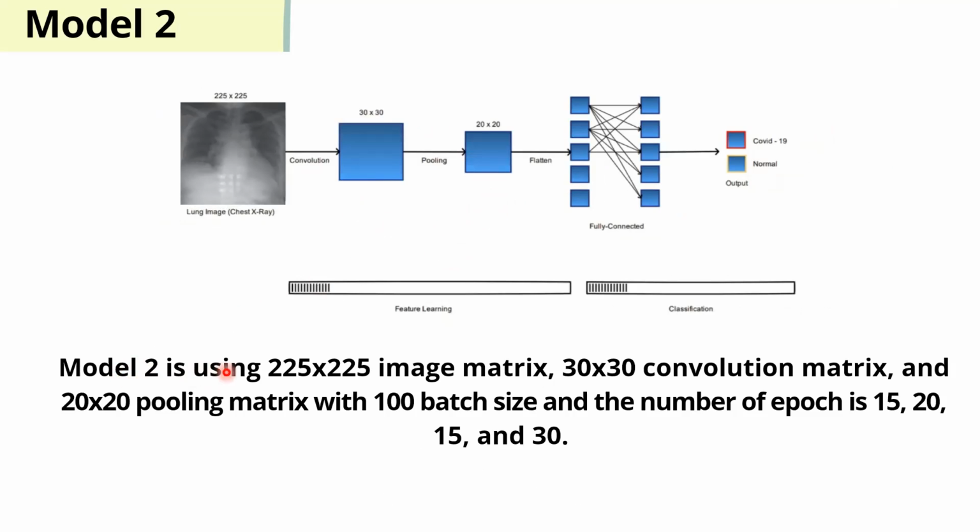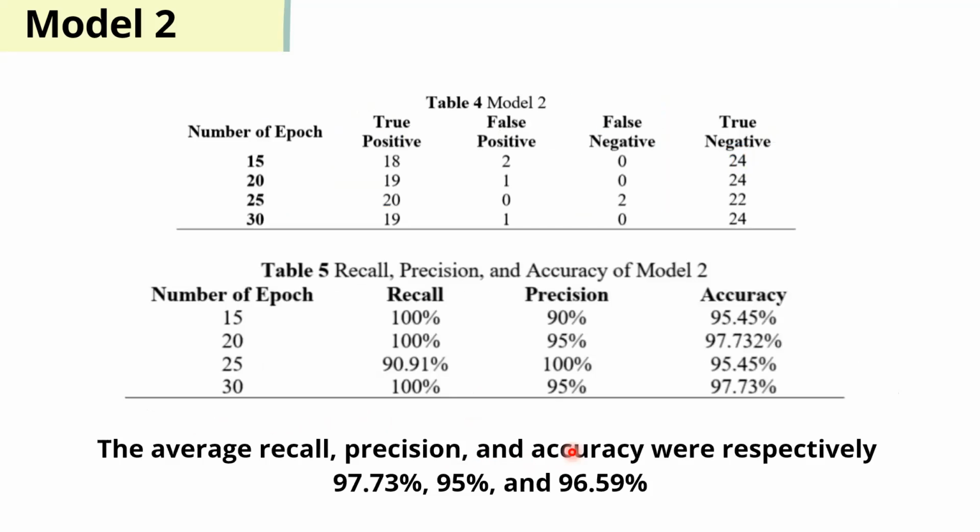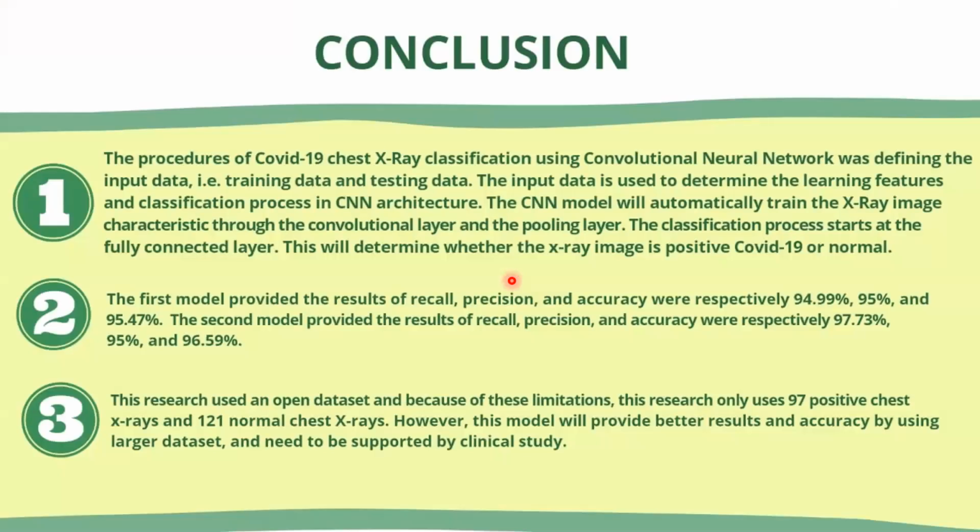Our second model can be seen in this figure. Our second model uses the same image matrix size, a 30 by 30 convolution matrix and a 20 by 20 pooling matrix with the same batch size as the first model, and the number of epochs is 15, 20, 25, and 30. The result of our second model can be seen in this table. The average recall, precision, and accuracy were respectively 97.73%, 95%, and 96.59%. And that's all of our research.